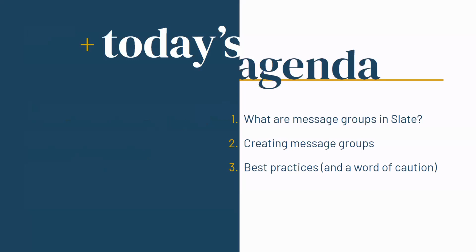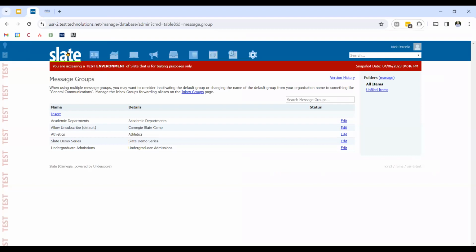Our agenda is pretty straightforward. We're going to dive into a test environment shortly to tackle these three questions. What are message groups in Slate? How do you create them? And what are some best practices and maybe a pitfall or two along the way? So it is simply stated. Let's now dive in and head over to our instance.